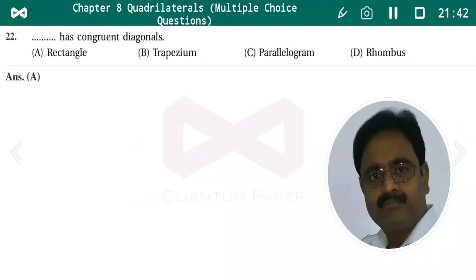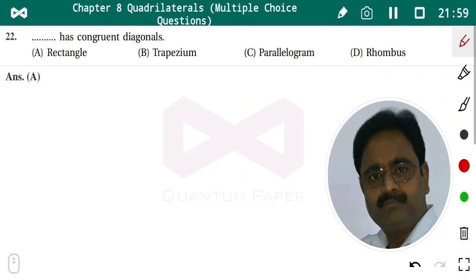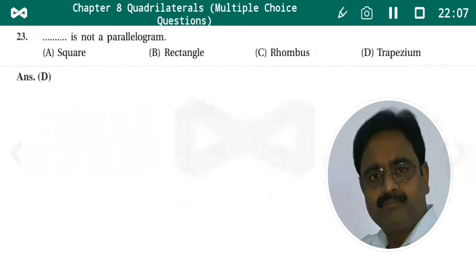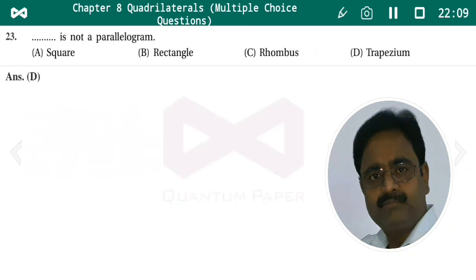Has congruent diagonals, मीन्स किस क्वाड्रिलेटरल के डायगोनल्स कॉन्ग्रुएंट होते हैं, इक्वल होते हैं. कॉन्ग्रुएंट मीन्स इक्वल, तो रेक्टेंगल का इक्वल होता है. वेरी गुड, इक्वल होता है. इट मीन्स यही सही है. ट्रेपीजियम का नहीं होता. पैरेललोग्राम के भी डायगोनल्स इक्वल नहीं होते, रोम्बस के भी नहीं होते. तो हमारा आंसर कौन सा? ऑप्शन ए, रेक्टेंगल है. रेक्टेंगल हैज कॉन्ग्रुएंट डायगोनल्स. राइट फ्रेंड्स, सो लेट्स मूव ऑन द नेक्स्ट क्वेश्चन नंबर 23.